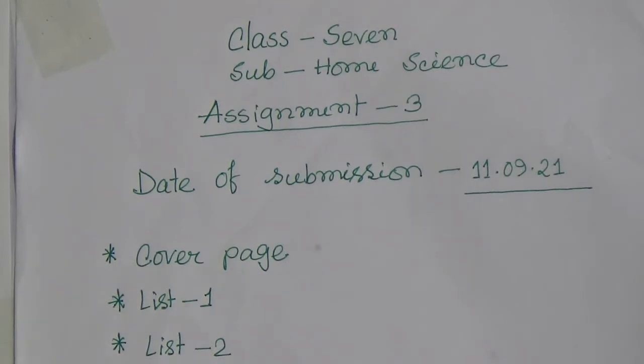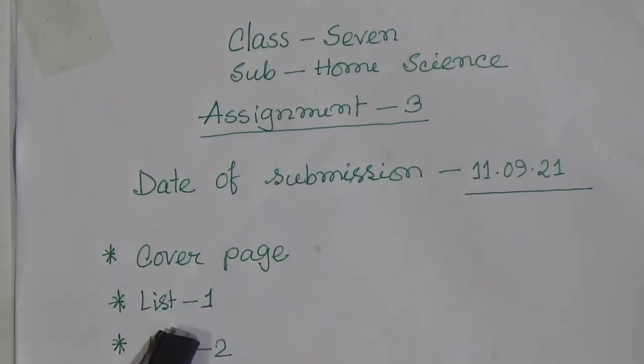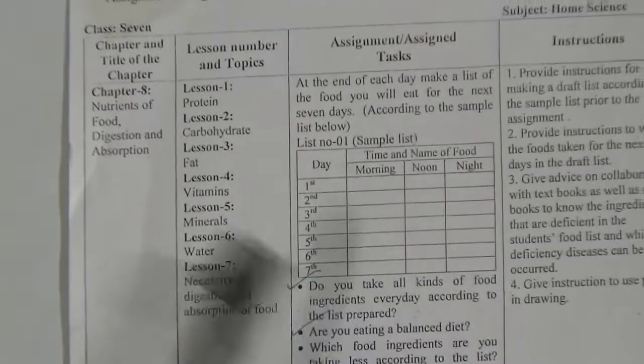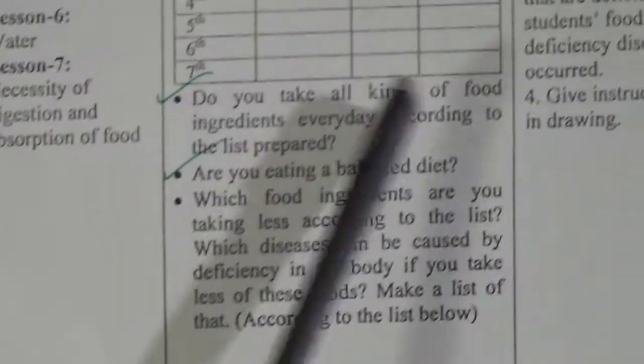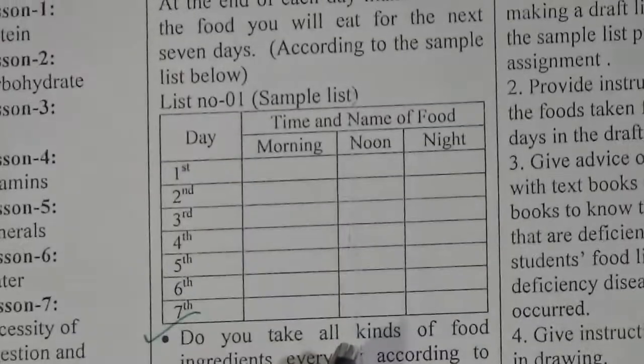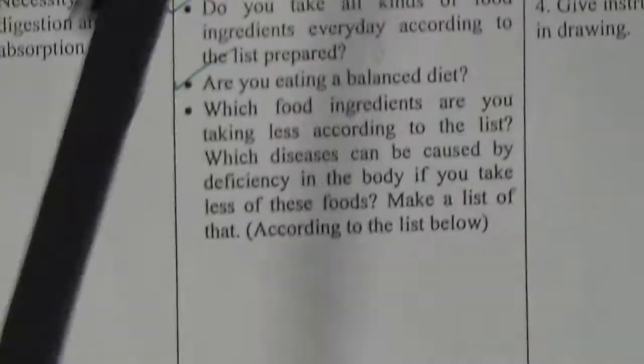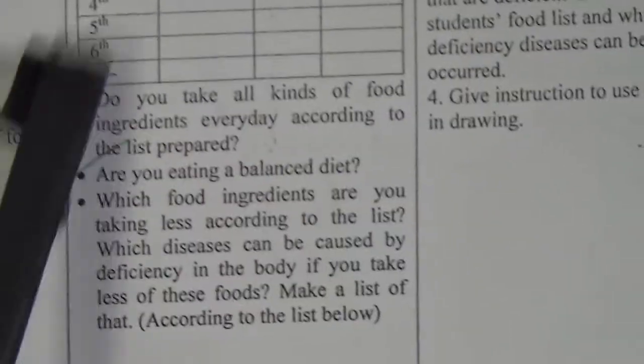Okay, students, so at first you have to write the cover page, and then list number 1. This is list number 1 that I have discussed just few minutes ago, and this is list number 2 here. This is the list number 2, and draw a food item here. So students, just look here. This is your assignment. That means in the first list you have to write the food items that you will take at different time of the day for 7 days.